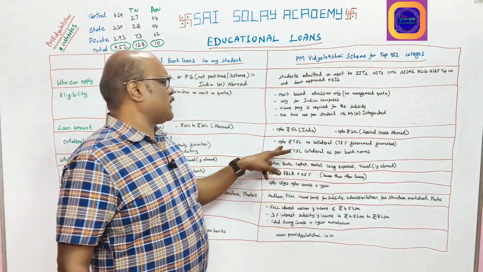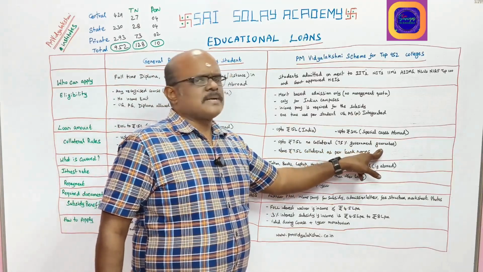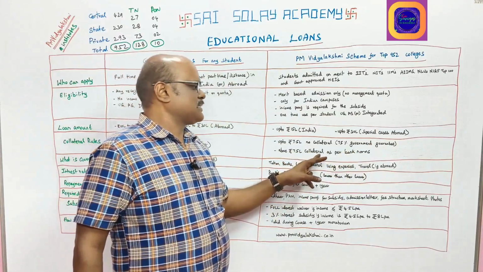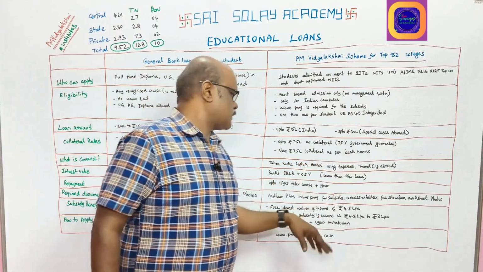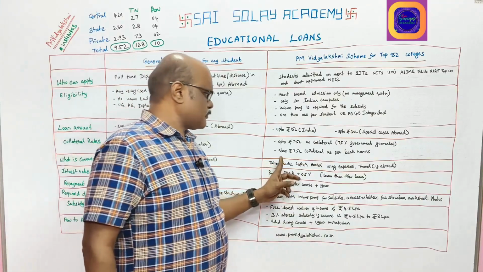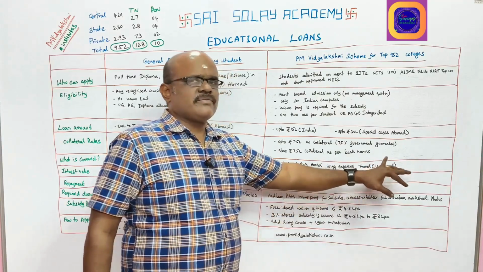In case of collateral, up to 7.5 lakhs there is no collateral. That is, there will be 75% government guarantee. And if you are going for above 7.5 lakhs, collateral is mandatory as per bank norms. Next, what does it cover? Tuition fees, books, laptop, hostel, living expenses and travel if abroad.